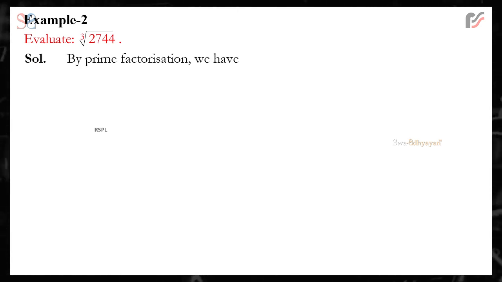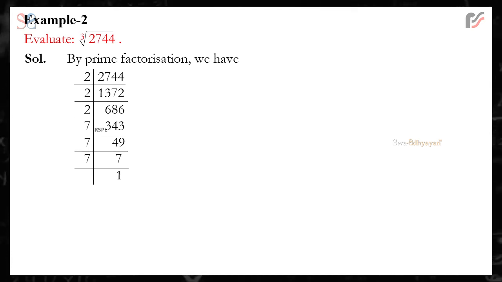Example 2. Evaluate cube root of 2744. Solution. By prime factorization we have, on dividing 2744 by 2, we get 1372. On dividing 1372 by 2, we get 686. On dividing 686 by 2, we get 343. On dividing 343 by 7, we get 49. On dividing 49 by 7, we get 7. On dividing 7 by 7, we get 1.